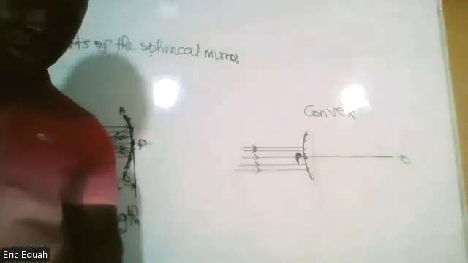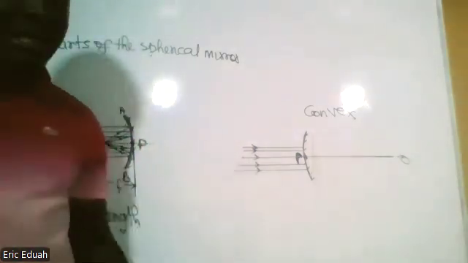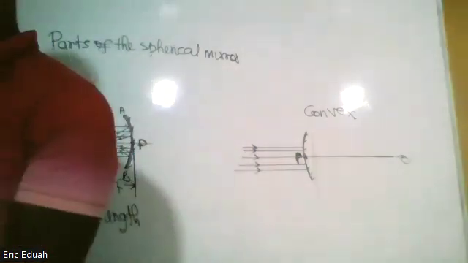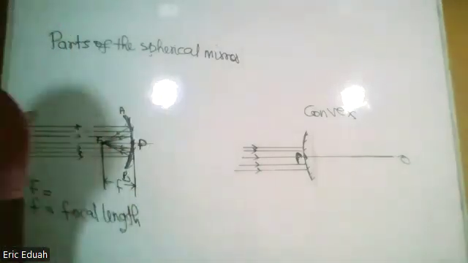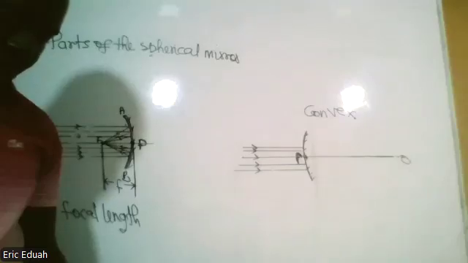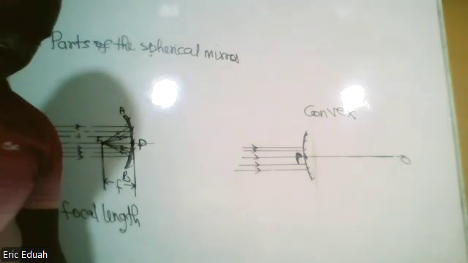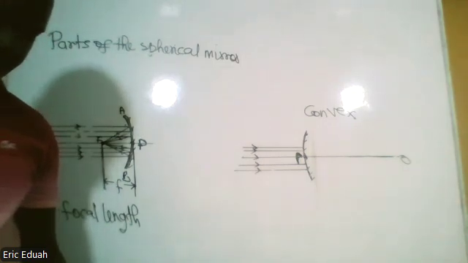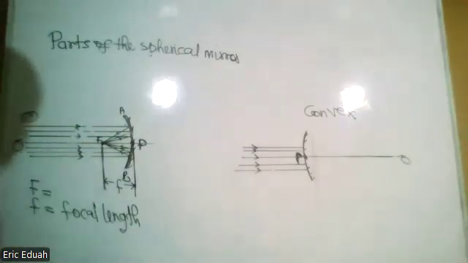How does this mirror relate to the incident beam of light? Elizabeth, how does a convex mirror relate or behave to an incident beam of light? You see, it diverges them. Thank you. So this mirror diverges incident rays, whereas this one converges the incident beam.